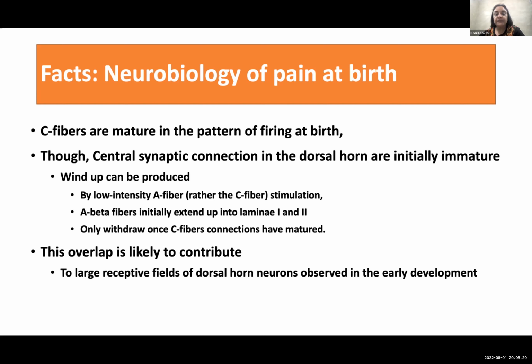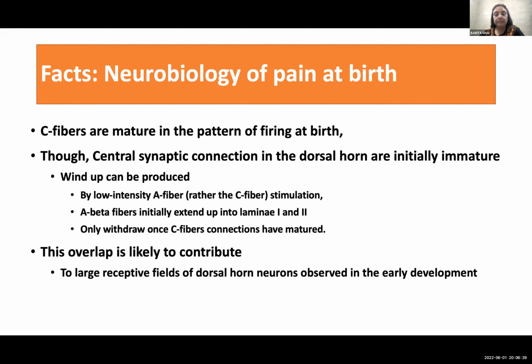Hence, the A beta fibers initially extend up to lamina 1 and lamina 2, wherein the C fibers are there in the adult. And these A fibers withdraw from lamina 1 and lamina 2 only once the C fiber connections have matured. This takes around 6 months.